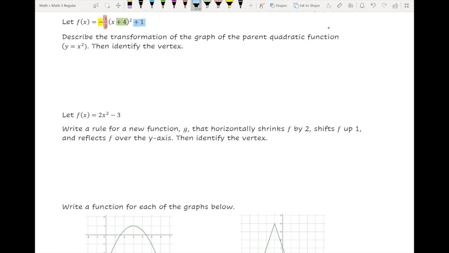The negative itself is a reflection. This is going to be a vertical reflection. The negative is not on the x. It's not going to go horizontally like x's do. It's going to be like a y. It's going to be a vertical reflection. So there's one of my 4.